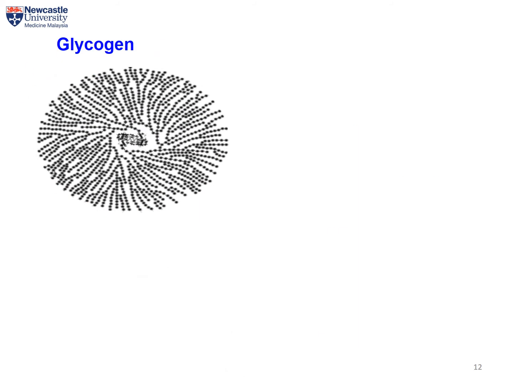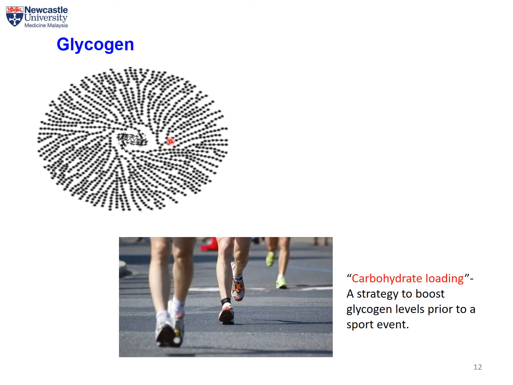Okay, in this diagram, I just want to show you what a highly branched glycogen molecule looks like. So you can see that there are so many branches, and the digestion of this single molecule can release many glucose residues at the same time. And in sports, there is a strategy known as carbohydrate loading, which is a strategy to boost glycogen levels prior to a sport event, and this can improve your performance.